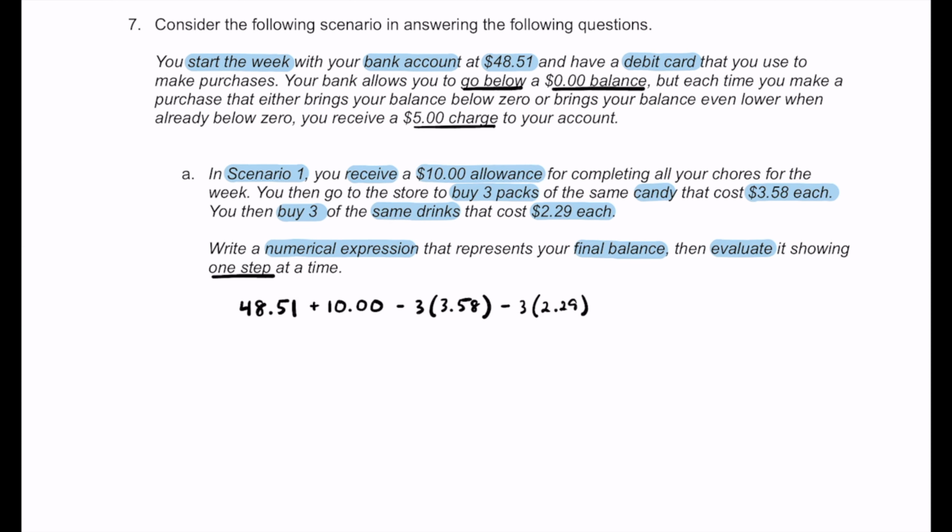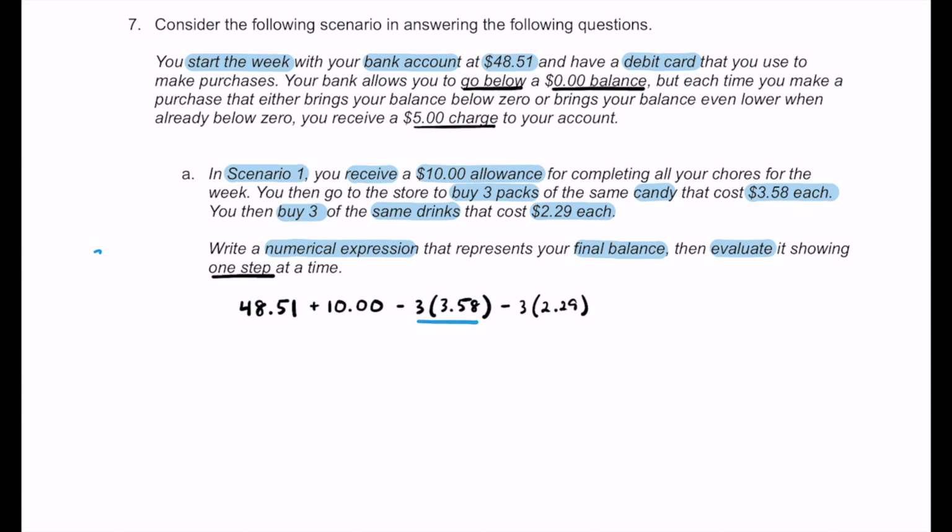So this would be our numerical expression, okay? And then we're gonna go ahead and solve this now. What we can do here is start with multiplication before anything else. So we go ahead and take this 3 times 3.58. Let's do that on the side here.